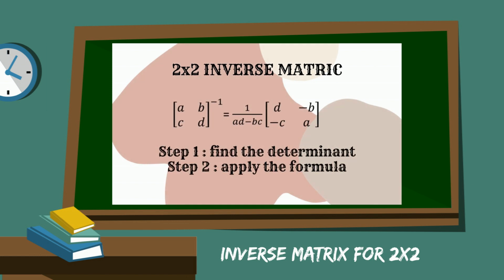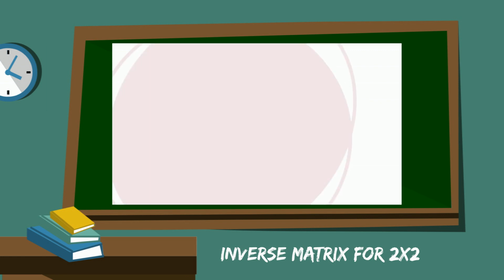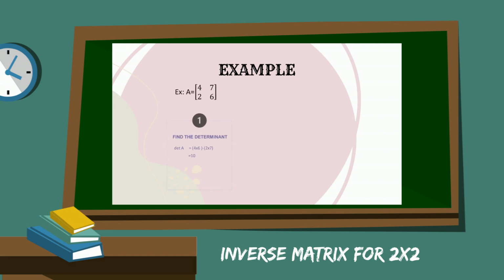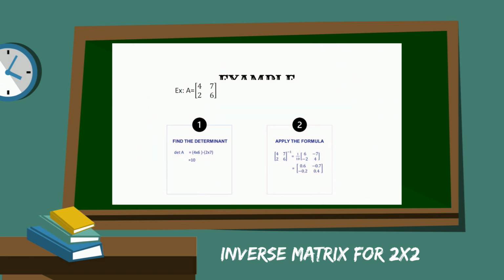We have 2 steps to find the inverse matrix. Firstly, we have to find the determinant, and secondly, apply the formula shown. So let's say we are doing the matrix A as 4, 7, 2, 6. Firstly, we have to find the determinant. The determinant is calculated by 4 times 6 minus 2 times 7, so we will get the determinant as 10. Then we just apply the formula where the determinant is 1 over 10, and then 6 and 4 we exchange their position, but for 2 and 7 we just add a minus sign, and we just apply the multiplication, so we will get the inverse matrix.